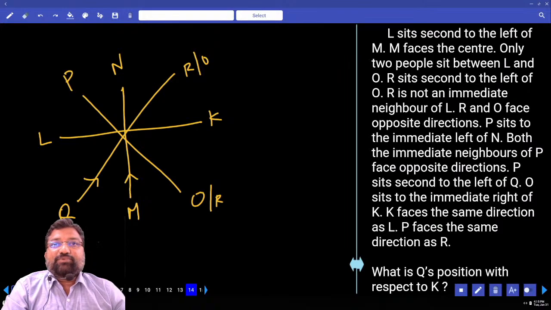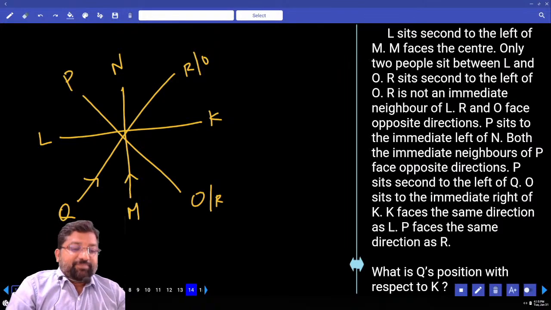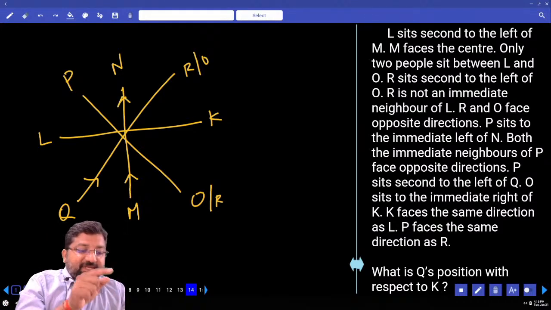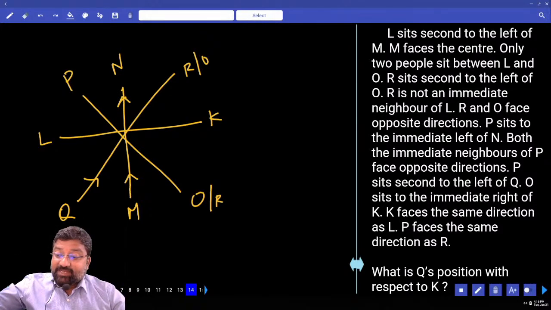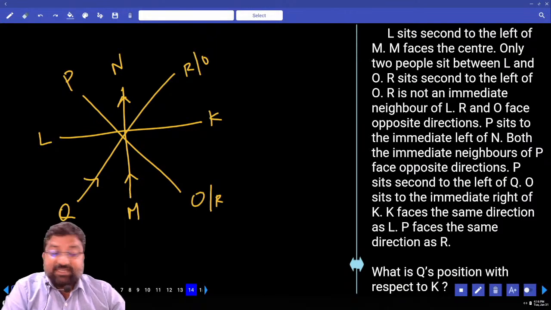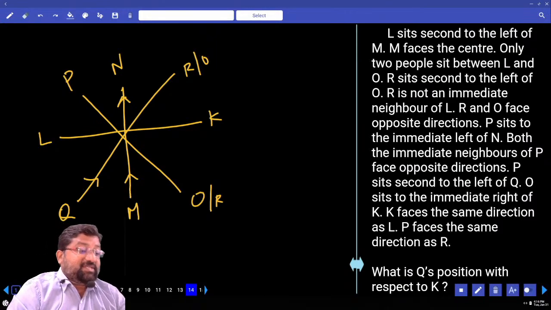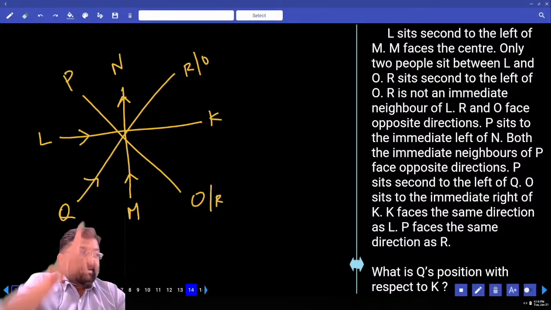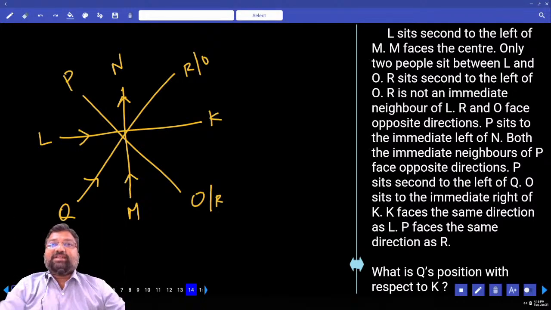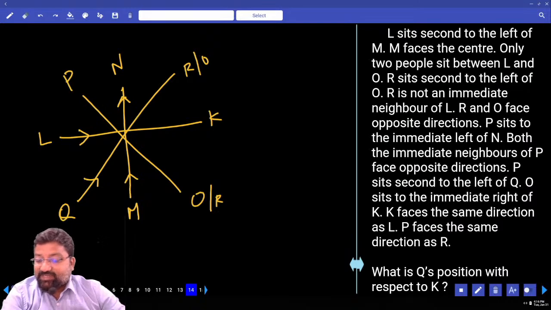This is wonderful. From this point the whole story changes. P sits to the immediate left of N, which means N is facing outside. Immediate neighbors of P face opposite direction. That means the neighbor L is inside. Now there is a link between L and K. What is the link between L and K?